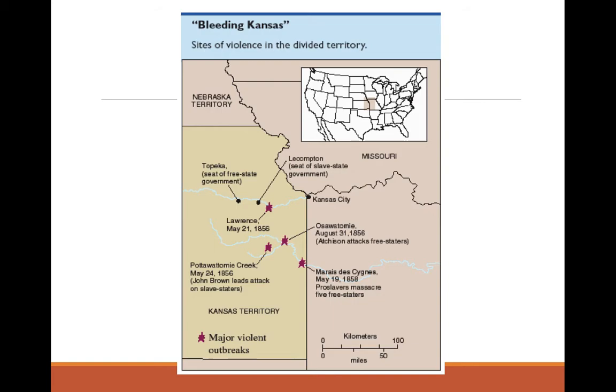And that launches a kind of low-level war where the pro-slavery and the anti-slavery sides battle back and forth for several months, and there are dozens of deaths. And John Brown becomes hated by the South and a hero to the North.